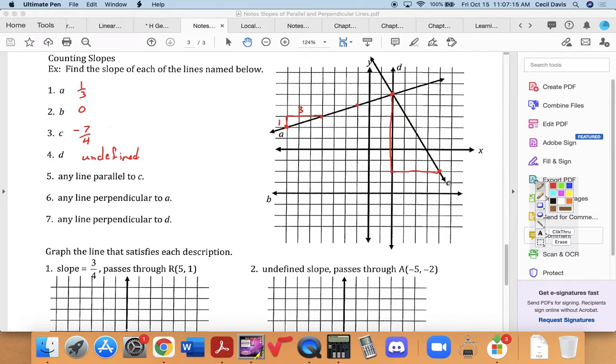Now, if you think about it, that kind of makes sense. Slope is a measure of how steep a line is. How steep is that? It's infinitely steep, isn't it? It doesn't go left or right at all. It just goes straight up. So there's no number that we could put on it that would tell you how steep it is.